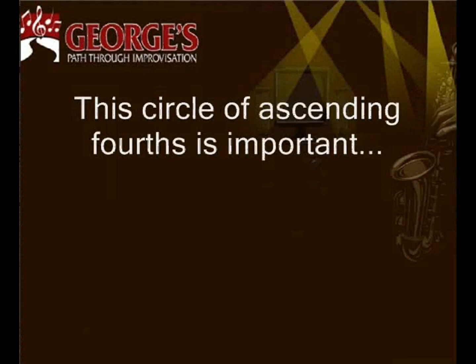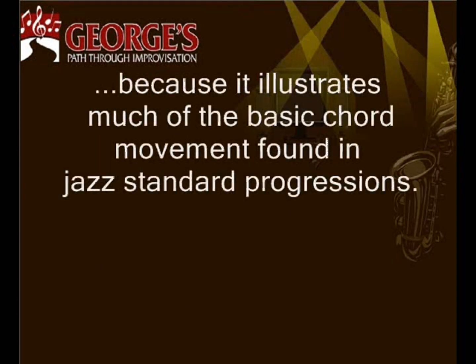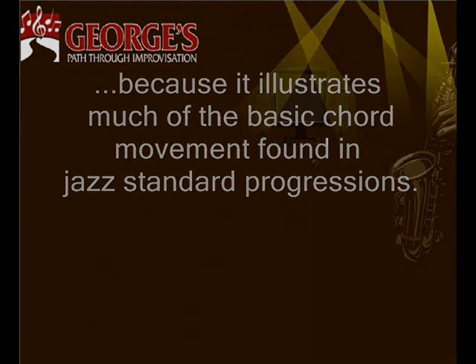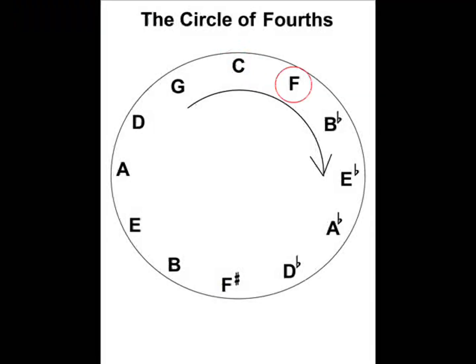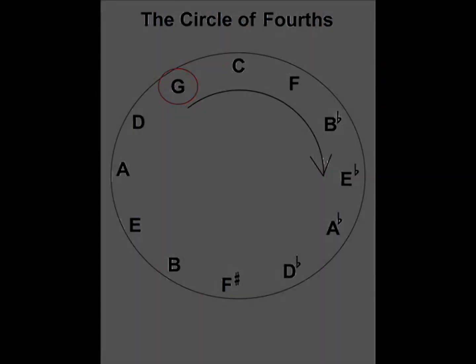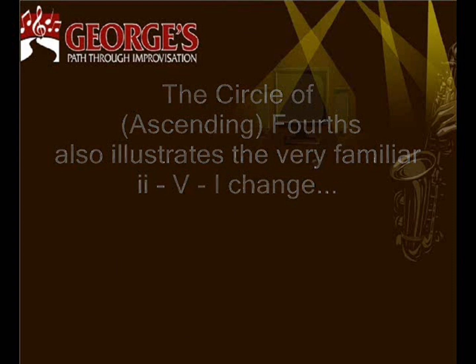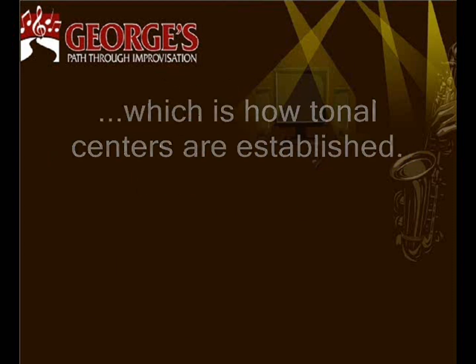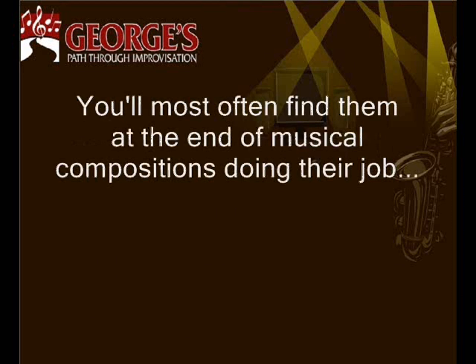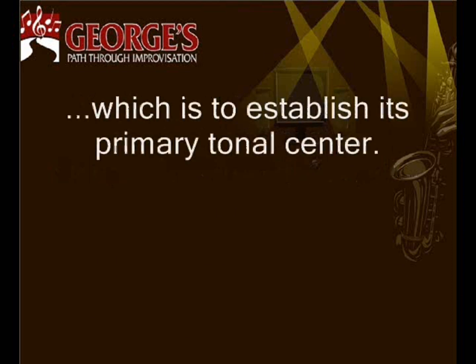This circle of ascending fourths is important because it illustrates much of the basic chord movement found in jazz standard progressions. The circle of ascending fourths also illustrates the very familiar 2-5-1 change, which is how tonal centers are established. You'll most often find them at the end of musical compositions doing their job, which is to establish its primary tonal center.